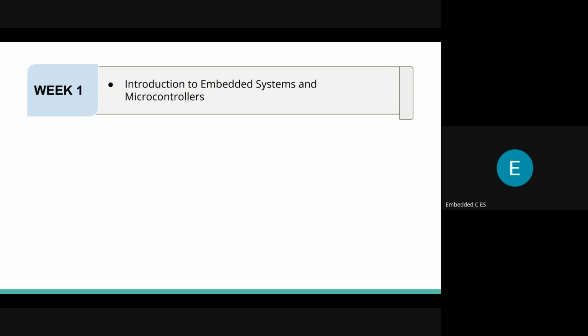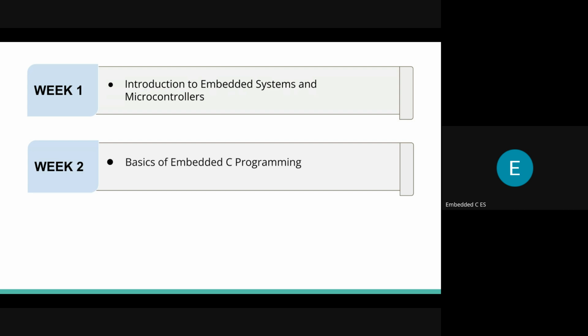In week one will be the introduction to embedded systems and microcontrollers. I think all of you watched the lecture. This week is basically basic: defining what an embedded system is, understanding the difference between a microcontroller and a microprocessor, and exploring various microcontroller families. Then we'll focus on the STM32 family, because when we go deeper into the course, we'll mostly focus on the STM32 family.